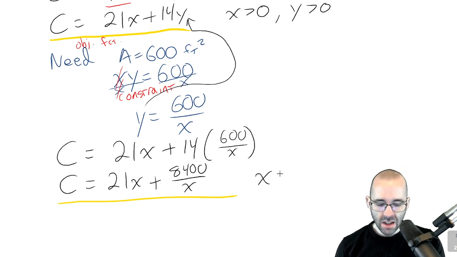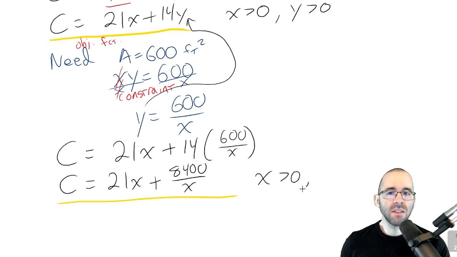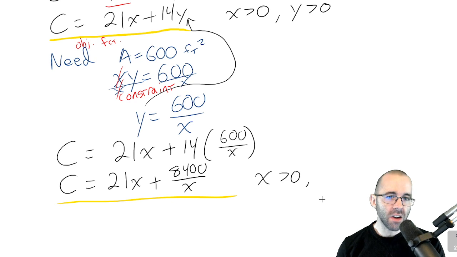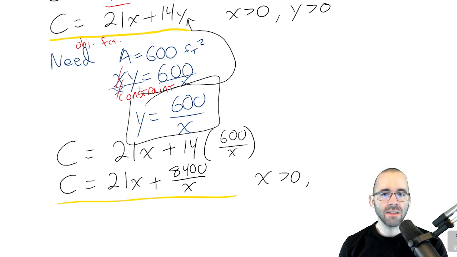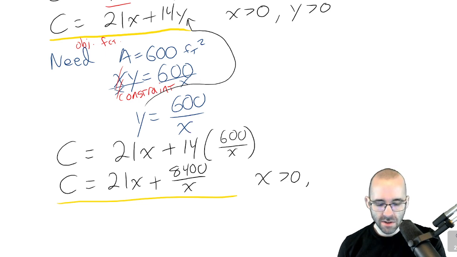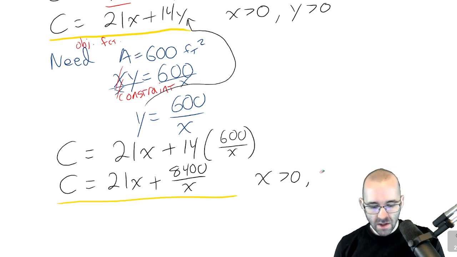And again, we need x to be positive. That's really our only requirement, because y also had to be positive, but y will be positive exactly when x is positive. All right, so that's our domain.